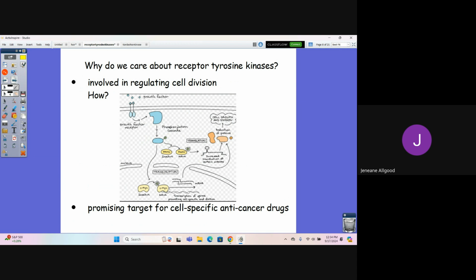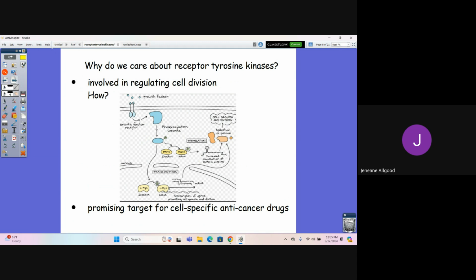Now, they do this a lot on the AP exam. They'll give you a big diagram of a pathway you are unfamiliar with, but they're expecting you to be able to decipher a little bit about what's happening. So here, whatever this MNK1 is, this protein is going to make it into its active form. And then we see translation, the production of additional proteins, cell growth, and division. That's like mitosis. So notice what it says at the bottom: promising target for cell-specific anti-cancer drugs. Because cancer happens when your cells divide too often.